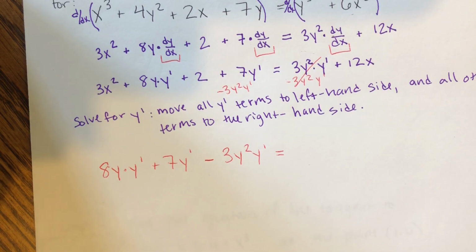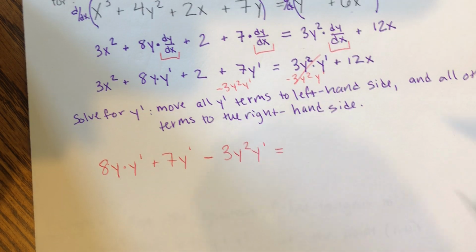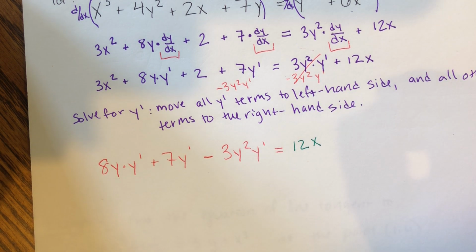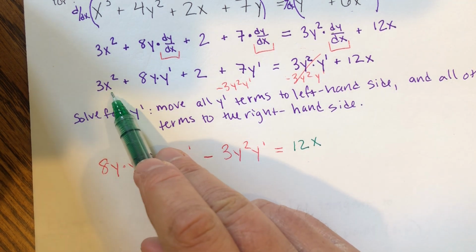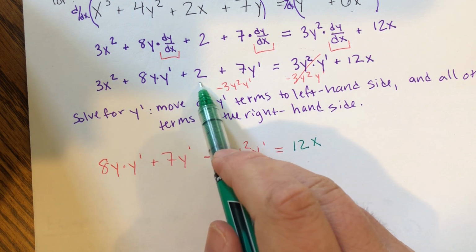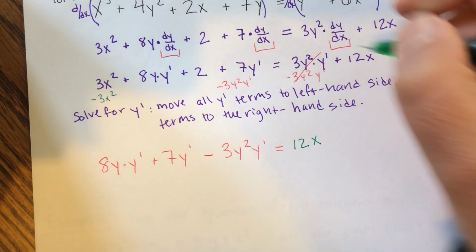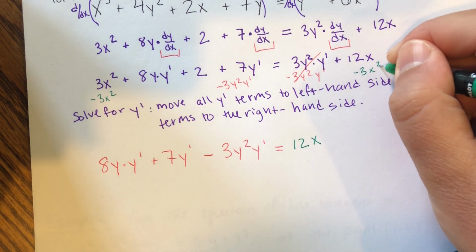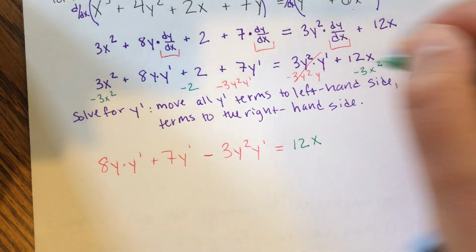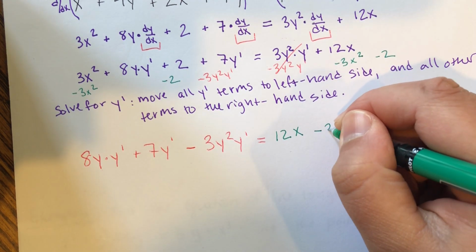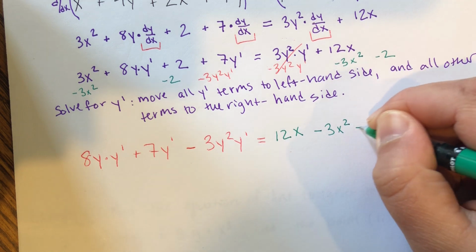Now we also need to rewrite our other side of the equation. So we had a 12x on the right-hand side to begin with. That'll stay there. But then I also need to move my terms that didn't have a y prime from the left-hand side. So I would need to subtract 3x squared on both sides of the equation, and I would need to subtract 2 on both sides of the equation. So on the right-hand side, I'll also have a negative 3x squared term and a negative 2.